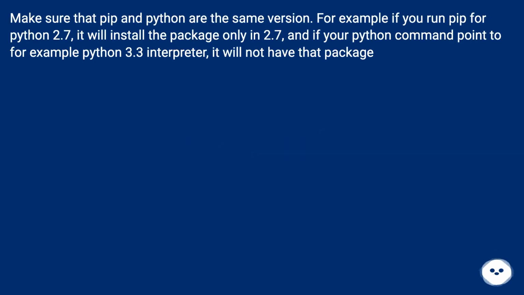Make sure that pip and Python are the same version. For example, if you run pip for Python 2.7, it will install the package only in 2.7, and if your Python command points to, for example, a Python 3.3 interpreter, it will not have that package.